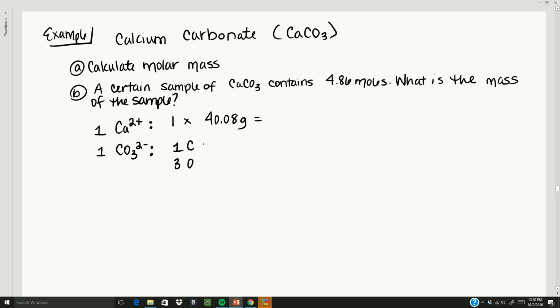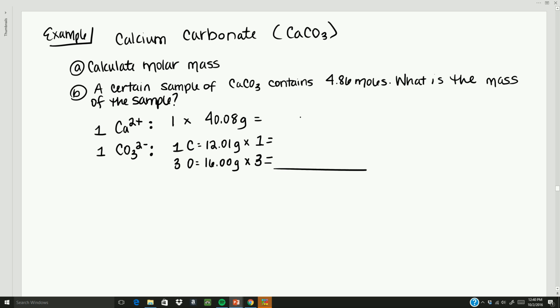So now we know that our atomic mass of carbon is 12.01 grams times 1. We just have 1 carbon. And then our atomic mass of oxygen is 16.00 grams. And remember, we're just getting these numbers from the periodic table. But we have 3 oxygens in our carbonate, so we need to multiply that number by 3. Okay, so now we're going to go ahead and do our multiplication.